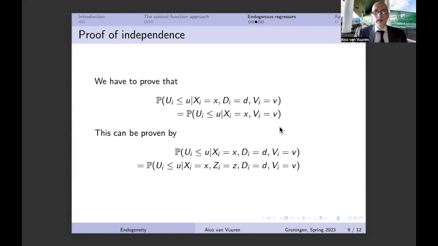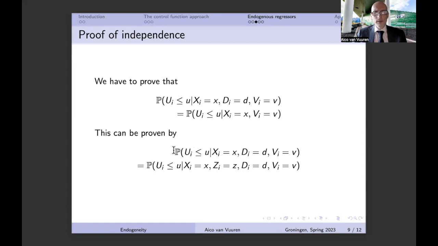Well, that's actually proven over here. But before I do that, maybe a good thing to do is to first ask ourselves the question, what do we actually have to prove? What we have to prove is that the probability that ui is smaller or equal to u conditional on x, d, and v must be equal to the probability that ui is smaller or equal to u conditional on x and v. Well, that is actually proven over here.